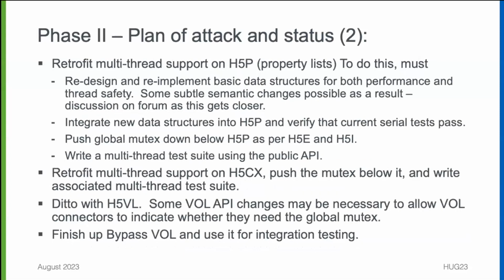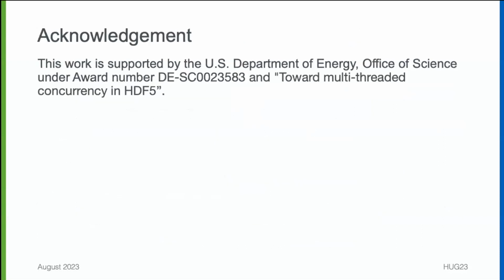On to H5P. There are some particularly unpleasant data structures there, so I think there's going to be a rewrite, which, in addition to multi-thread, I hope will give us some performance enhancements, and then the context and VOL layer, and then start working on the bypass VOL, or testing with the bypass VOL, because that implementation is already in progress.